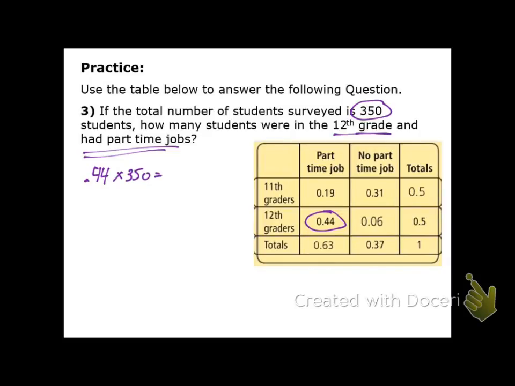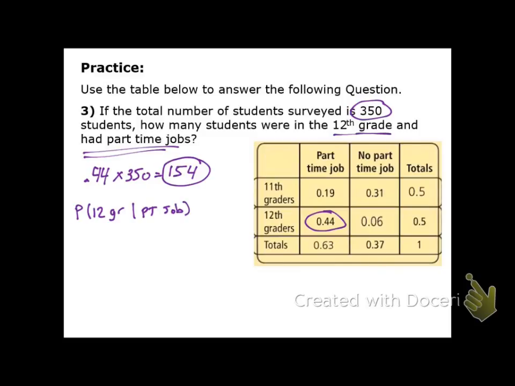So 0.44 times 350 gives us that there were 154 12th graders with part-time jobs. Let's assume we wanted to find a conditional probability using the same terminology. So let's say we're looking for the probability that somebody was in 12th grade given that they had a part-time job.